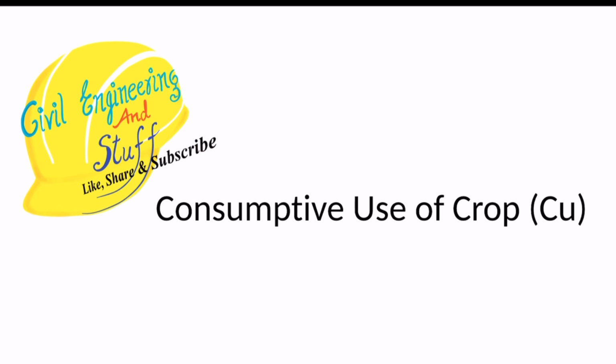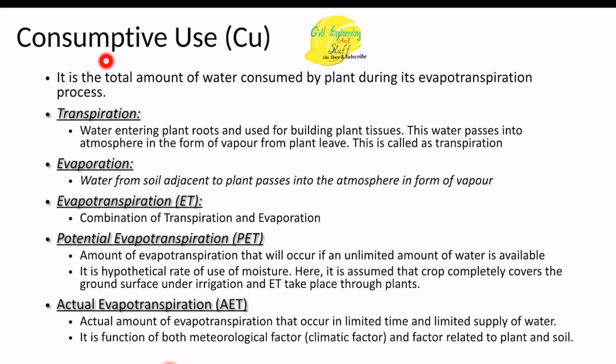And in today's video lecture, we are going to discuss the consumptive use of a crop. Now, the consumptive use of a crop is defined as the total amount of water consumed by plant during its evapotranspiration process. So let us understand what this evapotranspiration process means. Evapotranspiration is a combination of two processes, that is evaporation and transpiration. Now, what is evaporation and what is transpiration?